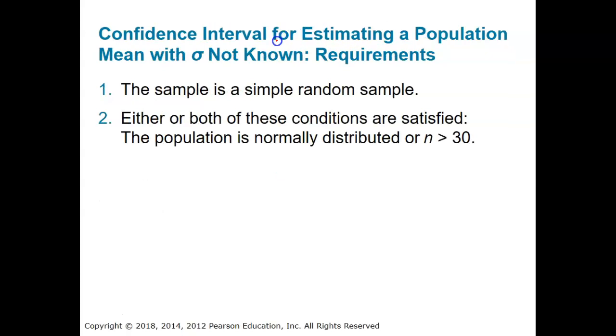As far as our requirements, we're going to keep the same first requirement, and that is that we're working with a simple random sample. We'll assume that to be true. The second one is that either we know that the population is normally distributed or our sample size is greater than 30. So we have to know one or the other of those.